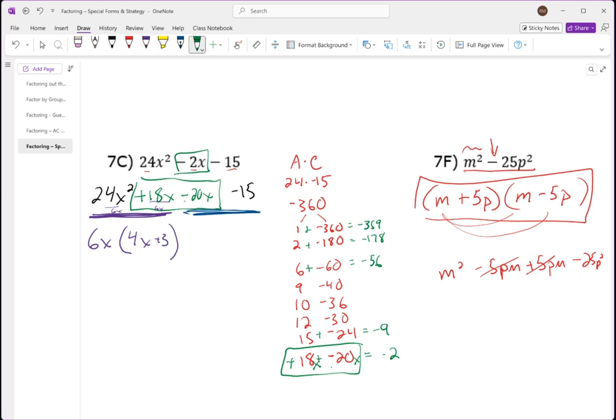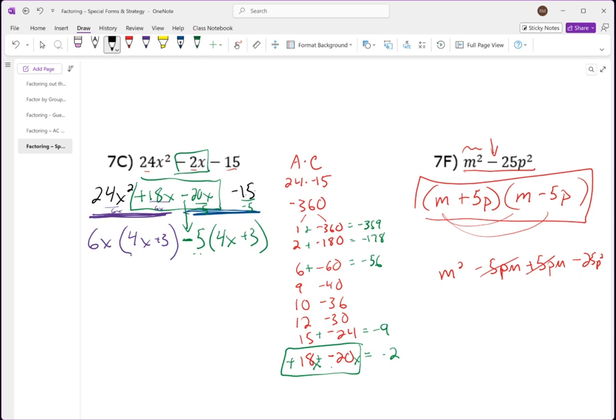Very important in factor by grouping, I need to make sure I copy my sign down. So I'm going to factor out that minus or that negative. And then I see that I could divide both of these by 5. So if I take out a 5, negative 5 times what will give me negative 20x? That would be a positive 4x. What times negative 5 would give me a negative 15? That would be plus 3.